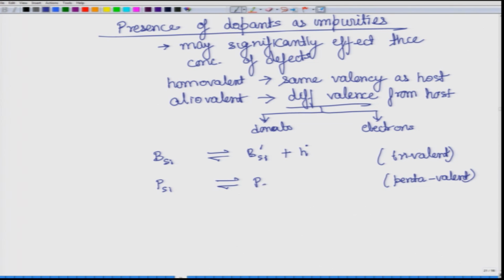So, if phosphorus is sitting at a silicon site, it has effectively one extra positive charge. Compared to boron, which had an extra negative charge, it has one extra positive charge, which means there should be an electron generated for this. Now, this can also be represented by the broken bond model: it has one extra electron which is not satisfied. So, this extra electron will move on to the conduction band.